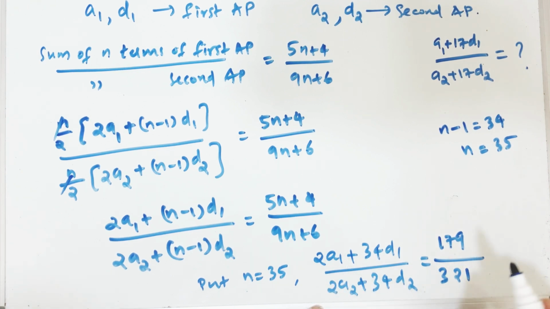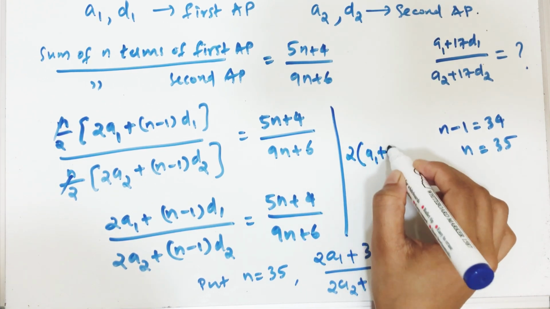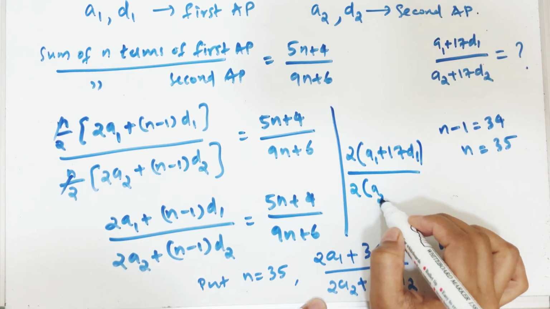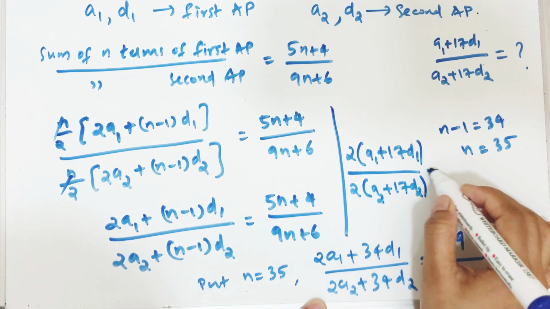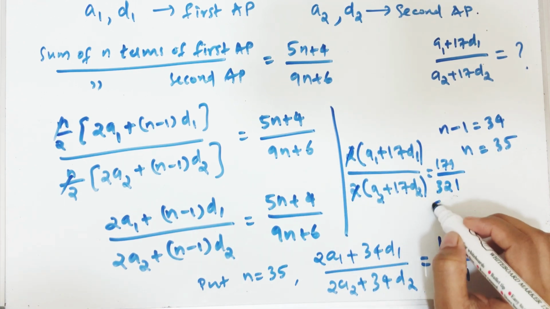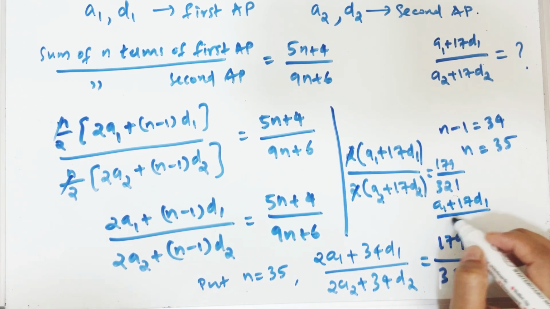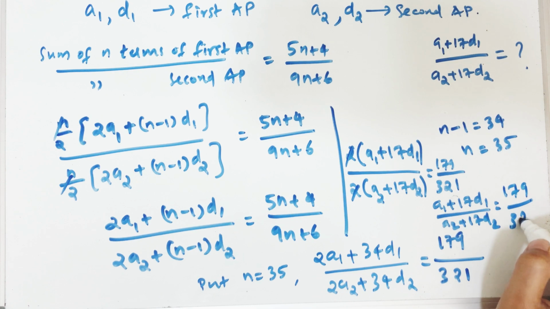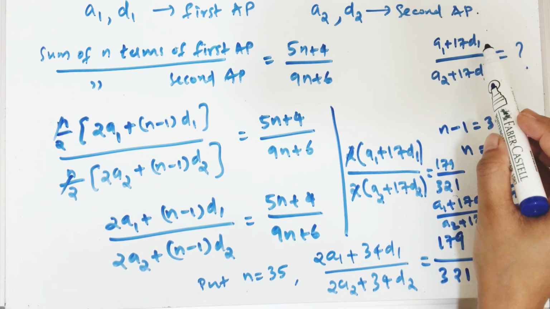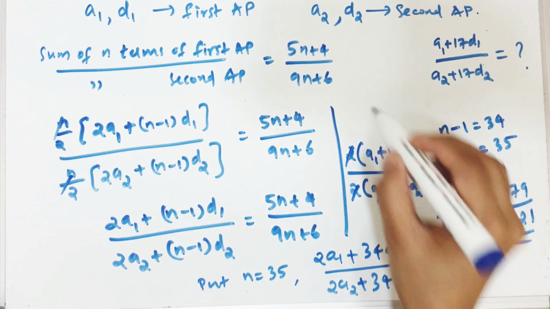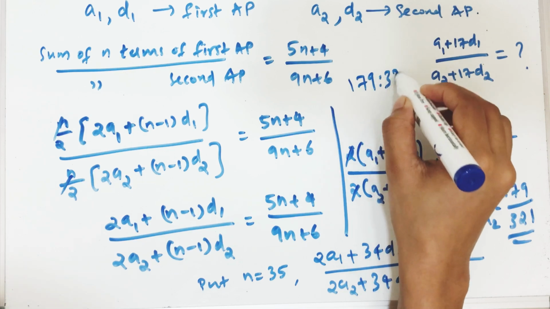Here 2 is common. We can write 2 into a1 plus 17 d1 by 2 into a2 plus 17 d2 is equal to 179 by 321. The 2 gets cancelled. That is, a1 plus 17 d1 by a2 plus 17 d2 is equal to 179 by 321. That is what we have to find out. Therefore, the ratio of their 18th terms is 179 is to 321.